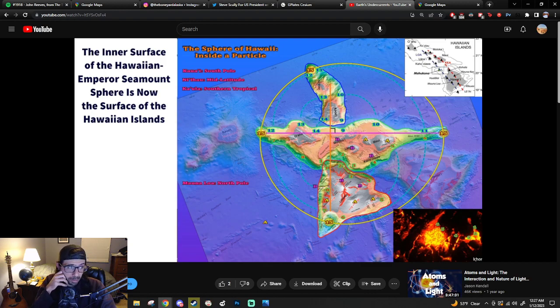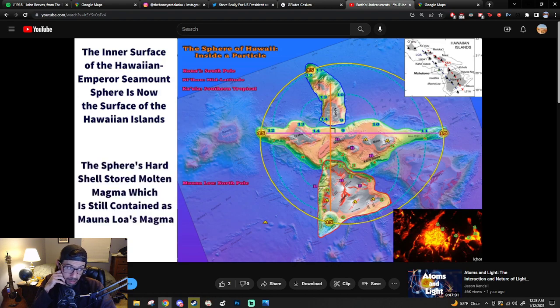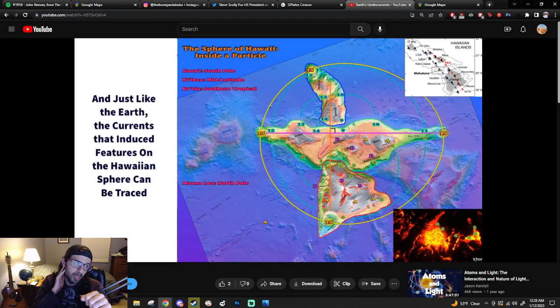The inner surface of the Hawaiian Emperor Seamount sphere is now the surface of the Hawaiian Islands. The sphere's hard shell stored molten magma, which is still contained as Mauna Loa's magma. Here is this image. Enjoy. And just like the Earth, the currents that induce features on the Hawaiian sphere can be traced.